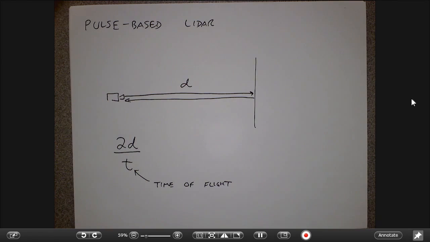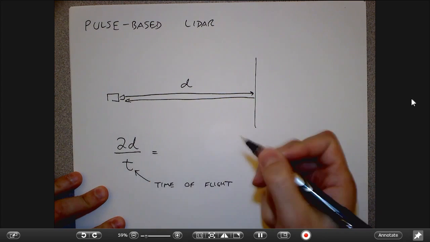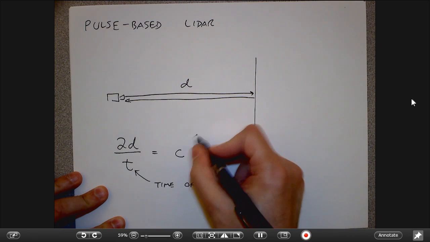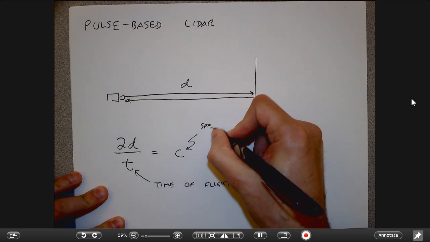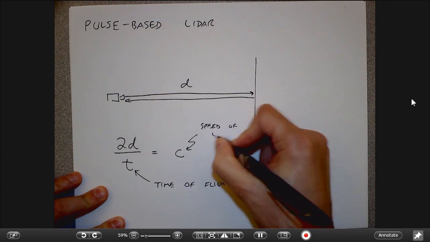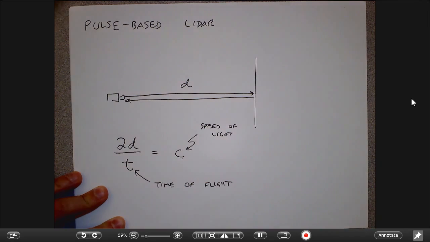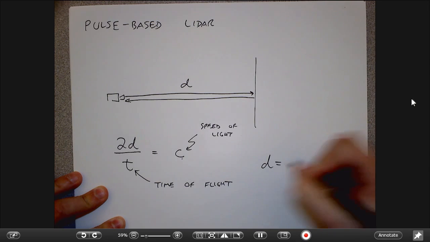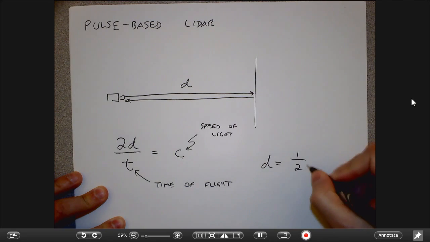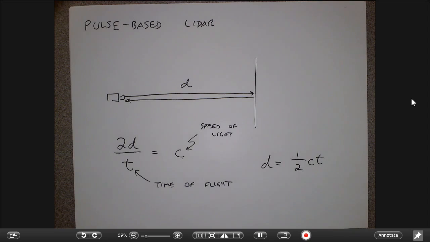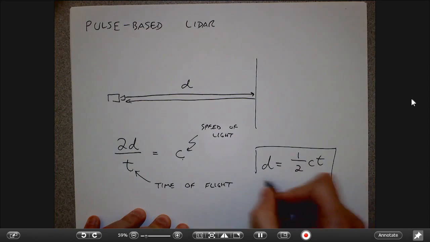And what do we know about the velocity? So this is the velocity, right? It took me t time units to go 2d distance units, and that velocity is the speed of light, because I know that I'm shooting a pulse of light. So I know this, I measured that, and I want to infer d. And so that means that d is equal to 1/2 ct, which is the key idea behind time of flight scanning.